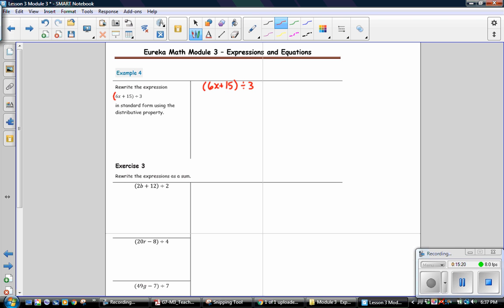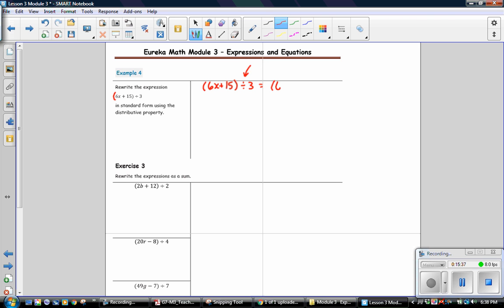Now, in order to use the distributive property of multiplication over addition, it needs to be multiplication. And notice that this is division. So we need to rewrite this. Remember that division is the same as multiplying by the reciprocal.